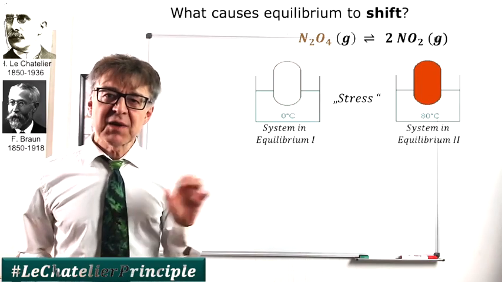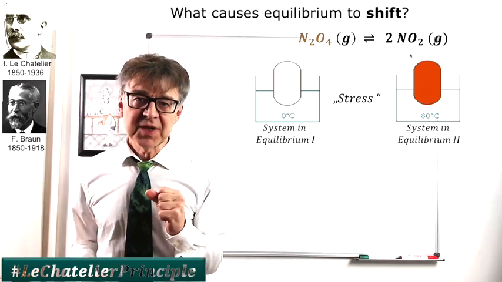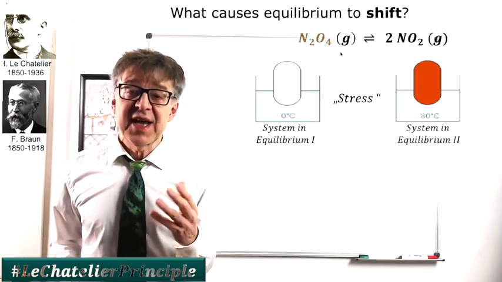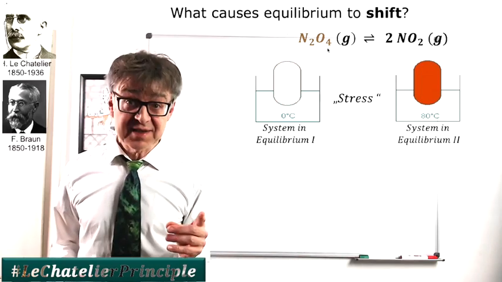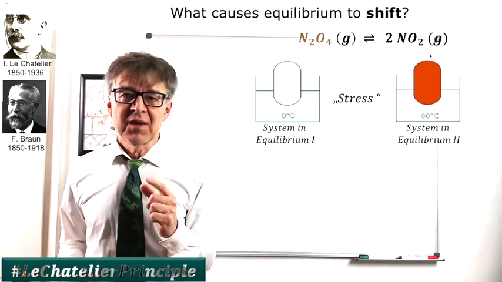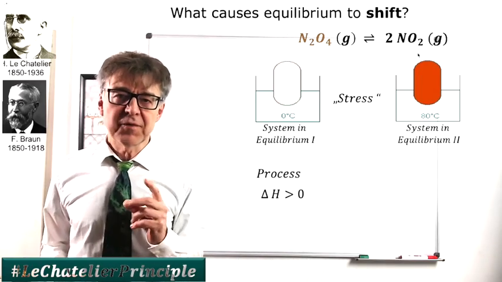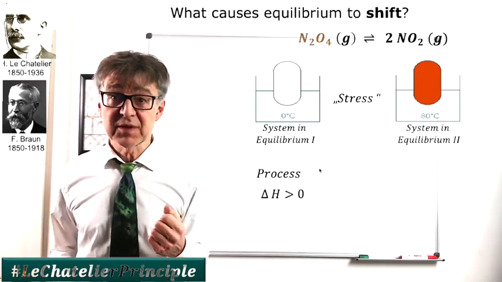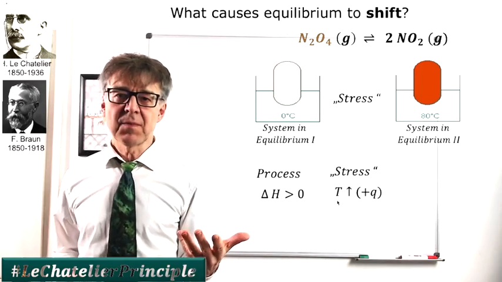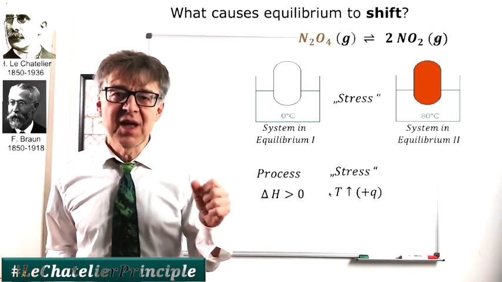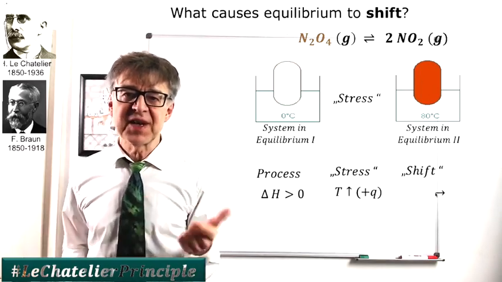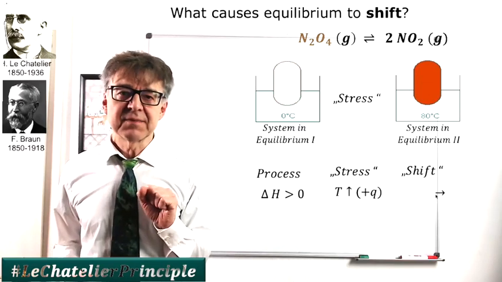The aforementioned equilibrium is easy to detect optically. The color tells us on which side it lies. N2O4 is a colorless gas, NO2 is a brown colored gas. The reaction from N2O4 to NO2 is endothermic, so it consumes heat. If I add heat to the system, that is, raise the temperature, the equilibrium will shift in the direction in which heat is consumed, that is, to the right side.